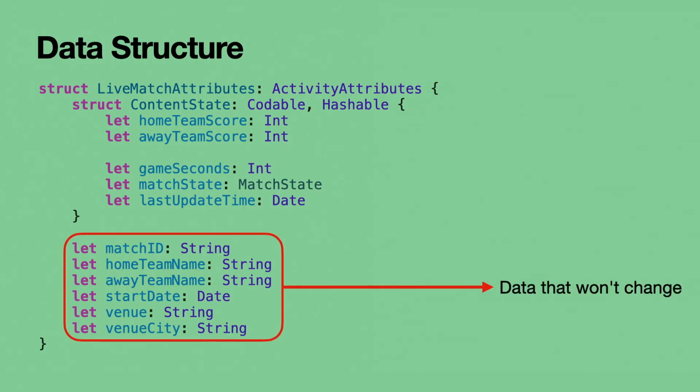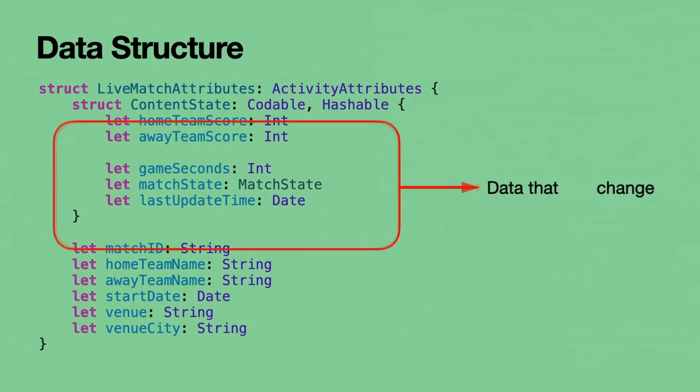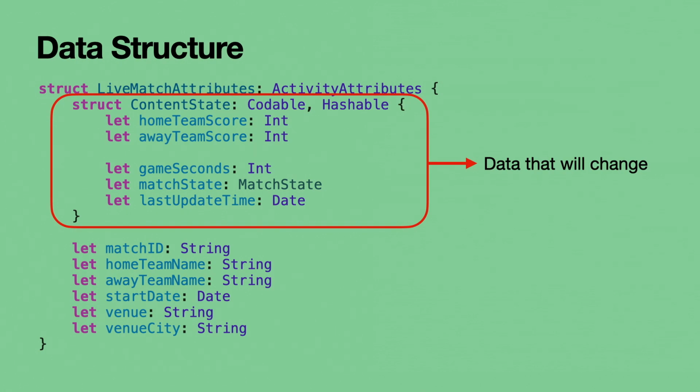And you might be wondering, why is the data split between these two models? Well, we put our static or unchanging properties in the attributes struct. And so in our case, this is anything that's not going to change throughout the duration of a match. So things like the match ID, the team names, the start date, the venue, that's all static information, and we don't need to worry about updating it once a live activity's begun. But then there's the content that will change. This is our dynamic data, and that goes inside of the nested ContentState struct. So again, in our case, this is things like the current score, the match progress, the state. This is all going to change many times throughout the duration of the live activity.